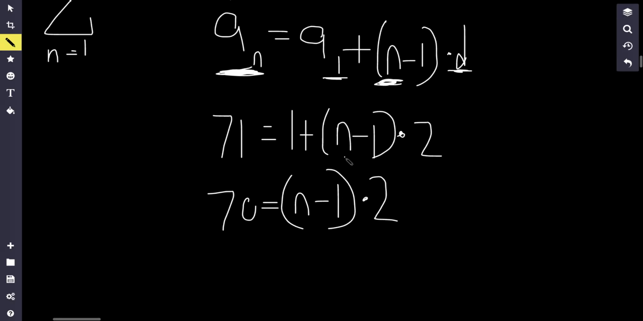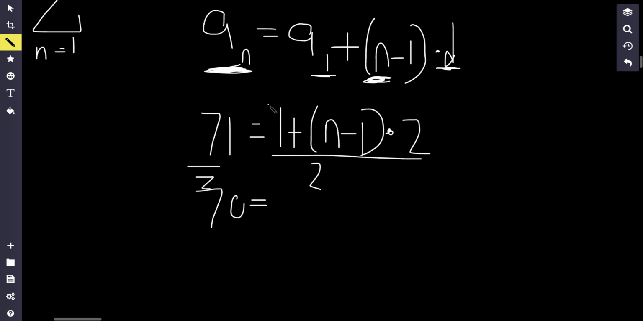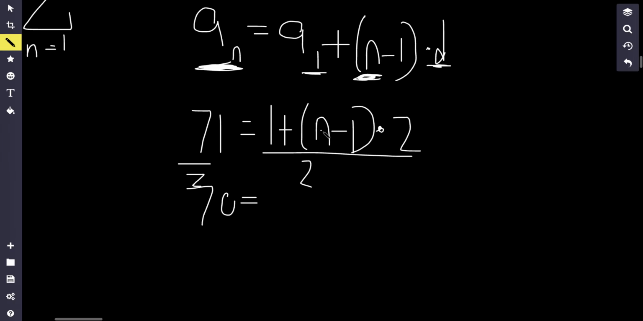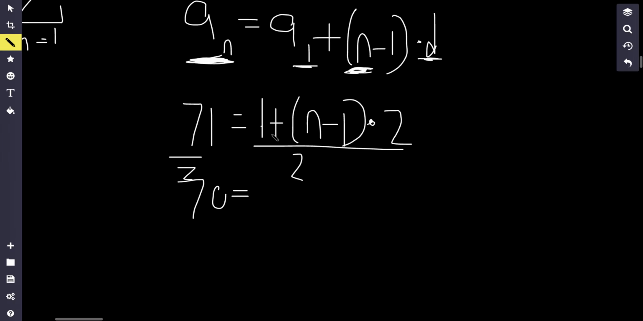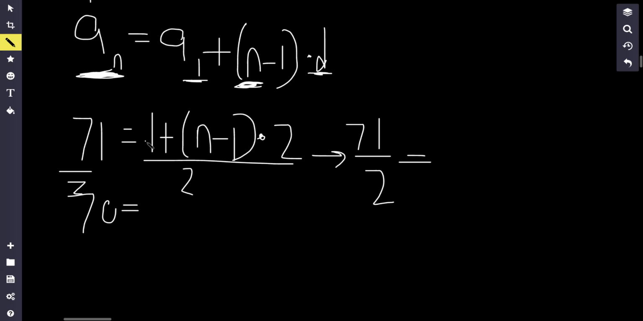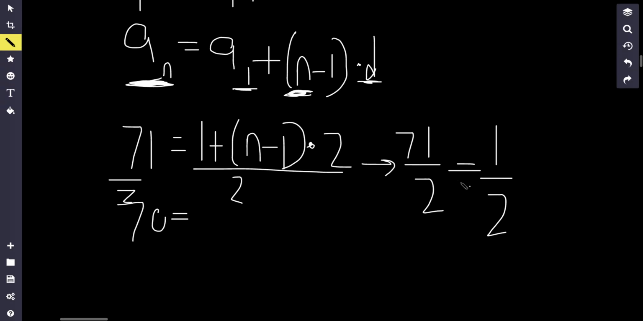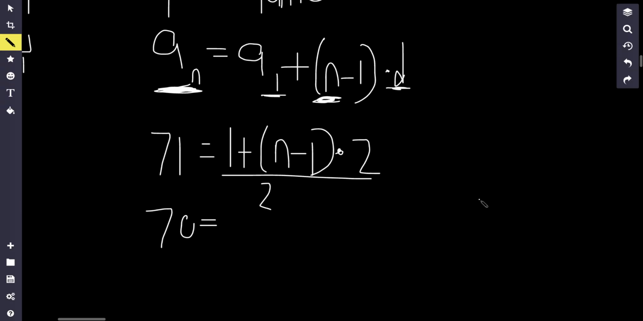If you're just wondering why I didn't divide everything by 2 at the start, it's because notice how you have this 1 plus n minus 1 times 2. If I divide everything by 2, I'm going to get 71 over 2 is equal to 1 divided by 2, which is just 1/2, plus n minus 1. I could do this step, but I don't like fractions, so let's just do it this way.